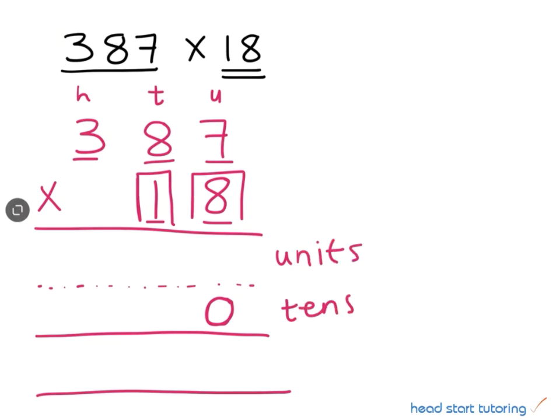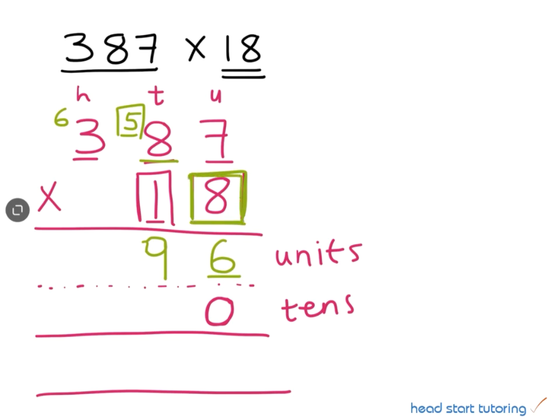So if we say in exactly the same way as we do when we're just multiplying by a unit, we say 8, firstly working with our units. 8 times by 7 is 56, so we put our 6 down there and we carry our 5 over. So there's your 56. Then we're still working with our units, so we say 8 times by 8 is equal to 64. Now we need to add 5 to our 64 to get 69. We carry our 6 over there.